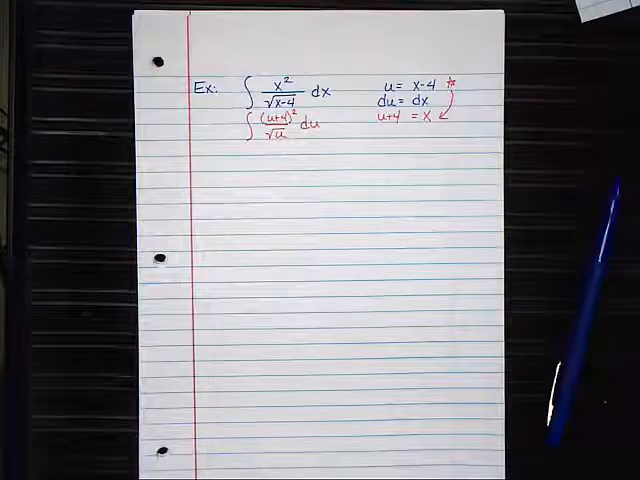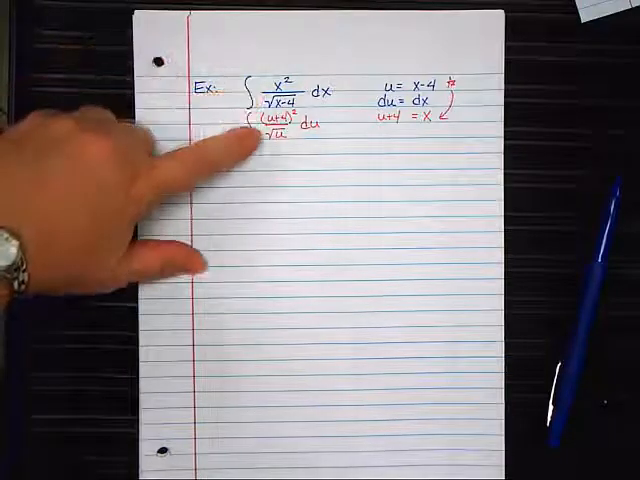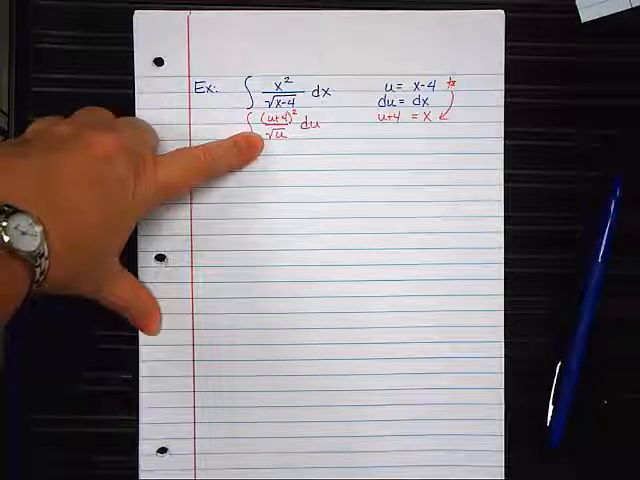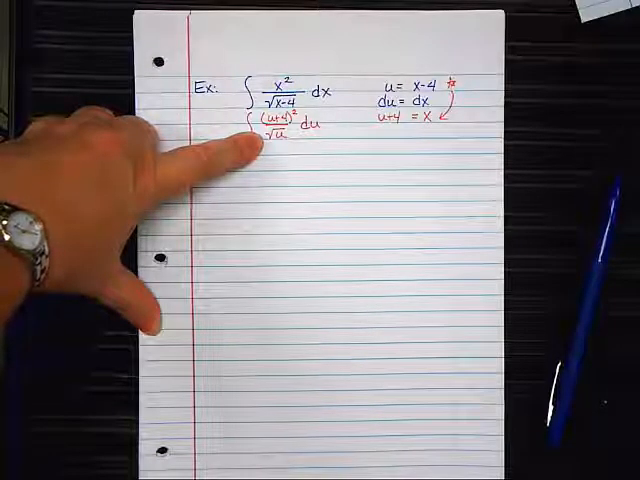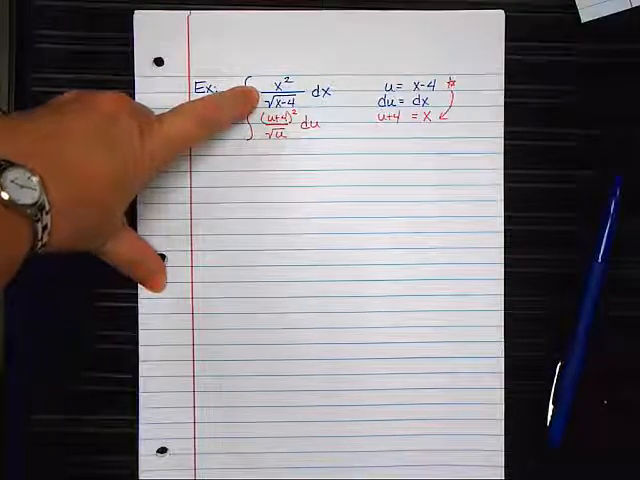But it's really not, because why is this better? Because the bottom is a single term, a single u. And this is something that we can manipulate and then actually integrate. We can't integrate this the way it looks. It's impossible.